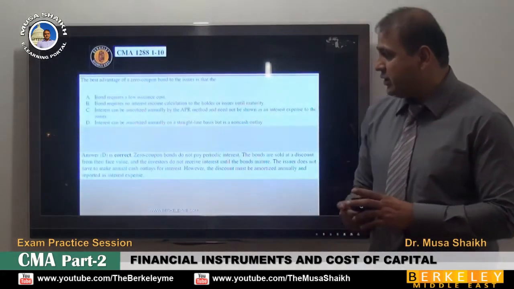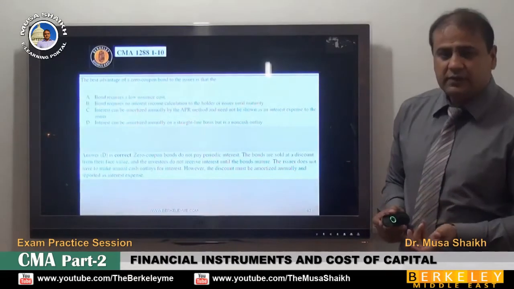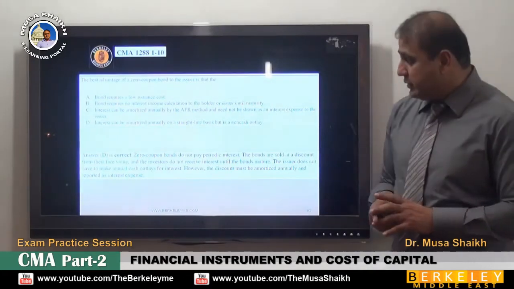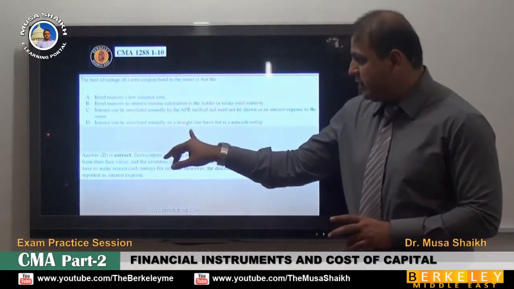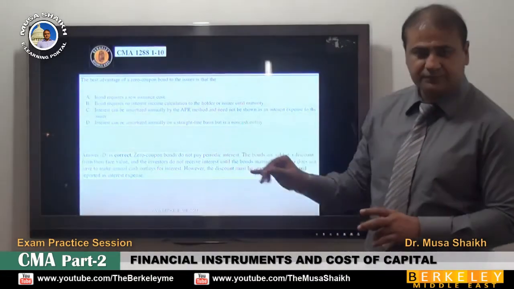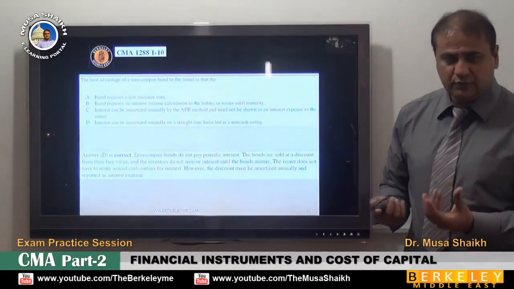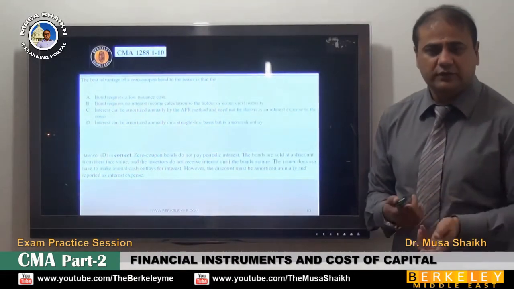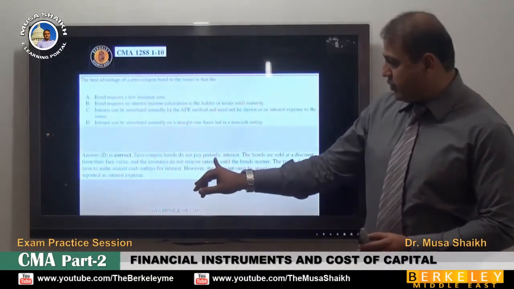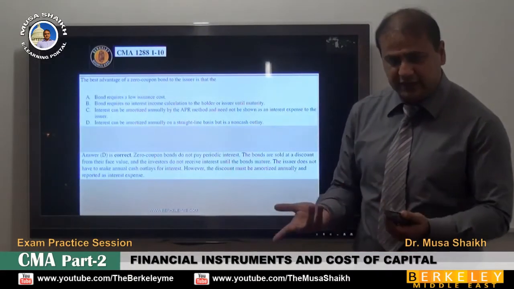The best advantage of a zero coupon bond to the issuer is what? First of all, what is zero coupon? It has no stated interest rate. The advantage is that interest can be amortized annually on a straight-line basis, and it is a non-cash outflow. Because it is a zero coupon, you can amortize over the period of time. Zero coupon bonds do not pay periodic interest, meaning they cannot offer you periodic interest.